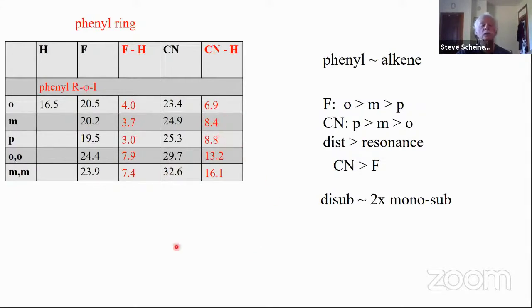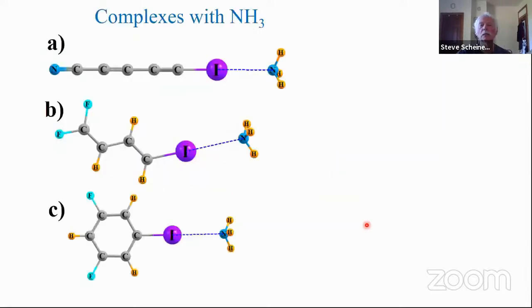When we put 2 substituents on, 2 ortho or 2 meta, the effect is stronger in both cases. And in fact, it's almost exactly twice what it is. So 2 orthos is twice 1 ortho. 2 metas is twice 1 meta. So there's an additive effect of putting 2 substituents on the phenyl ring. So again, these are just the intensities, the depths of the sigma holes on the iodine.